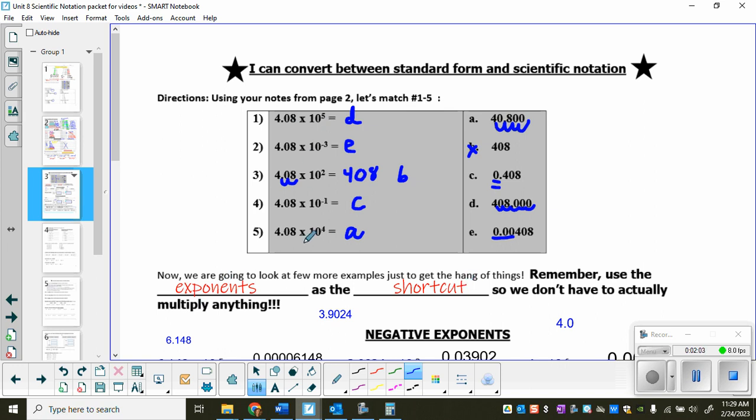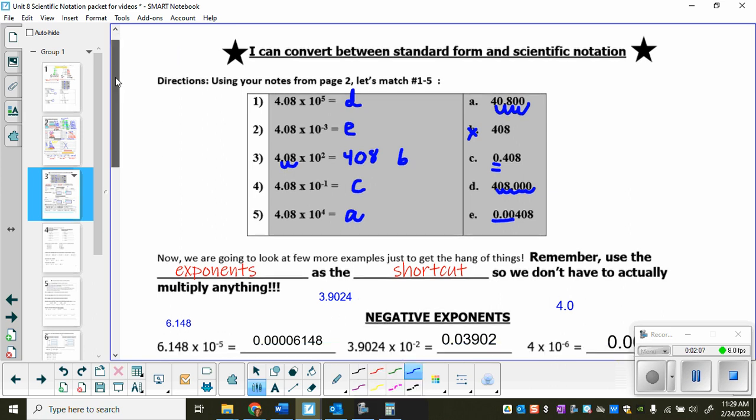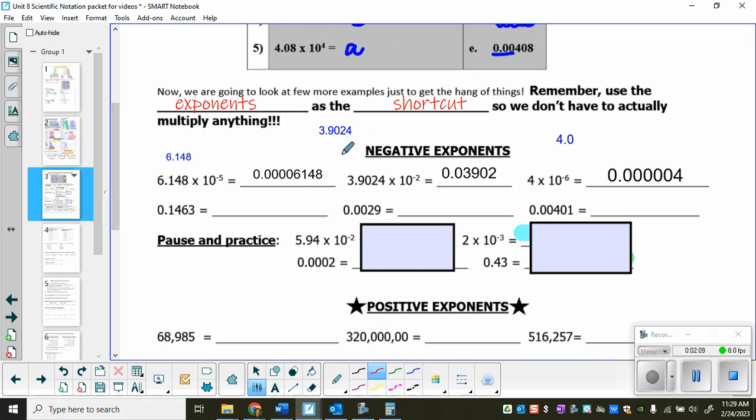So again, what we're looking at here is just using the exponents as a shortcut so that we don't have to actually multiply anything here or even bother plugging it in the calculator, okay? So let's just see some more examples. First, we're going to look at some examples here with negative exponents, and then we'll explore positive exponents down here.